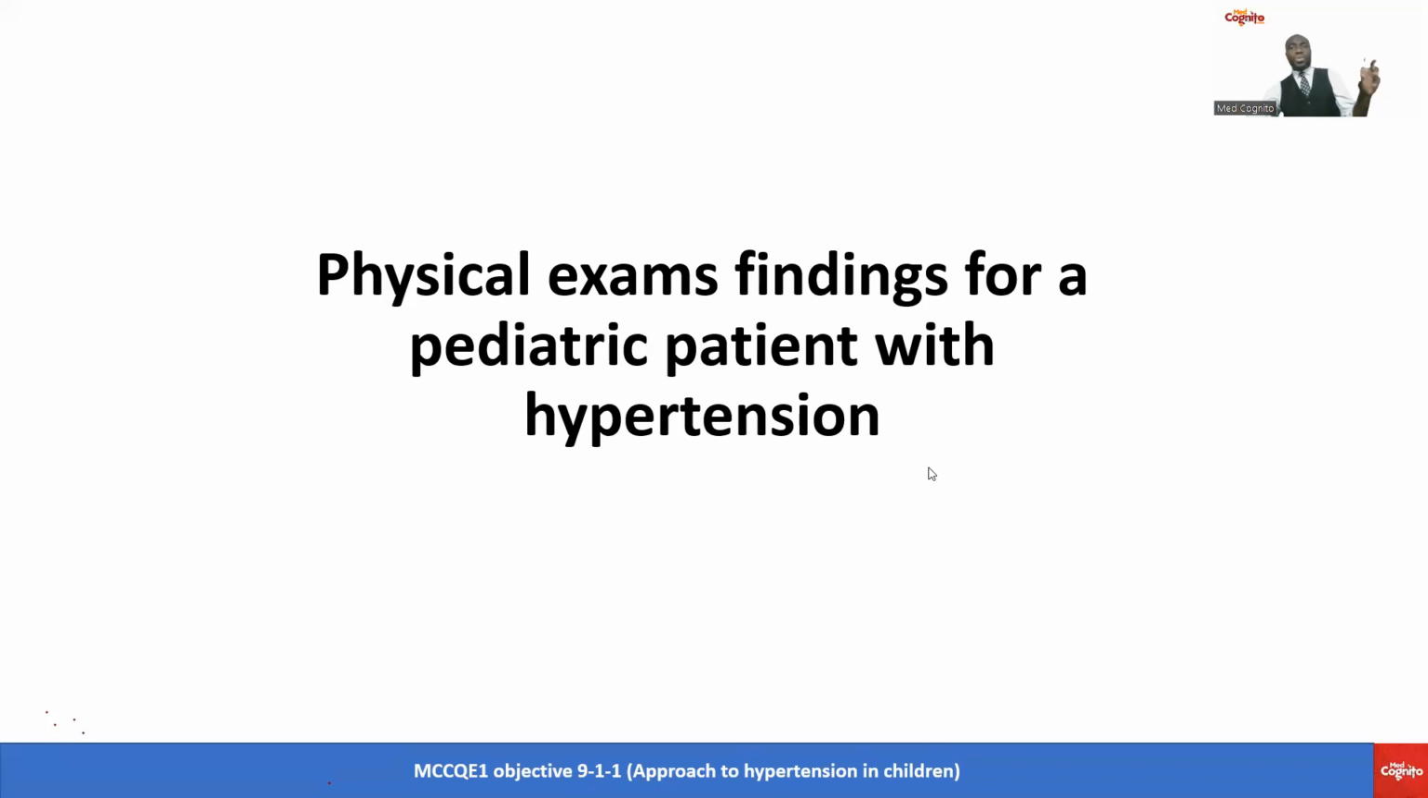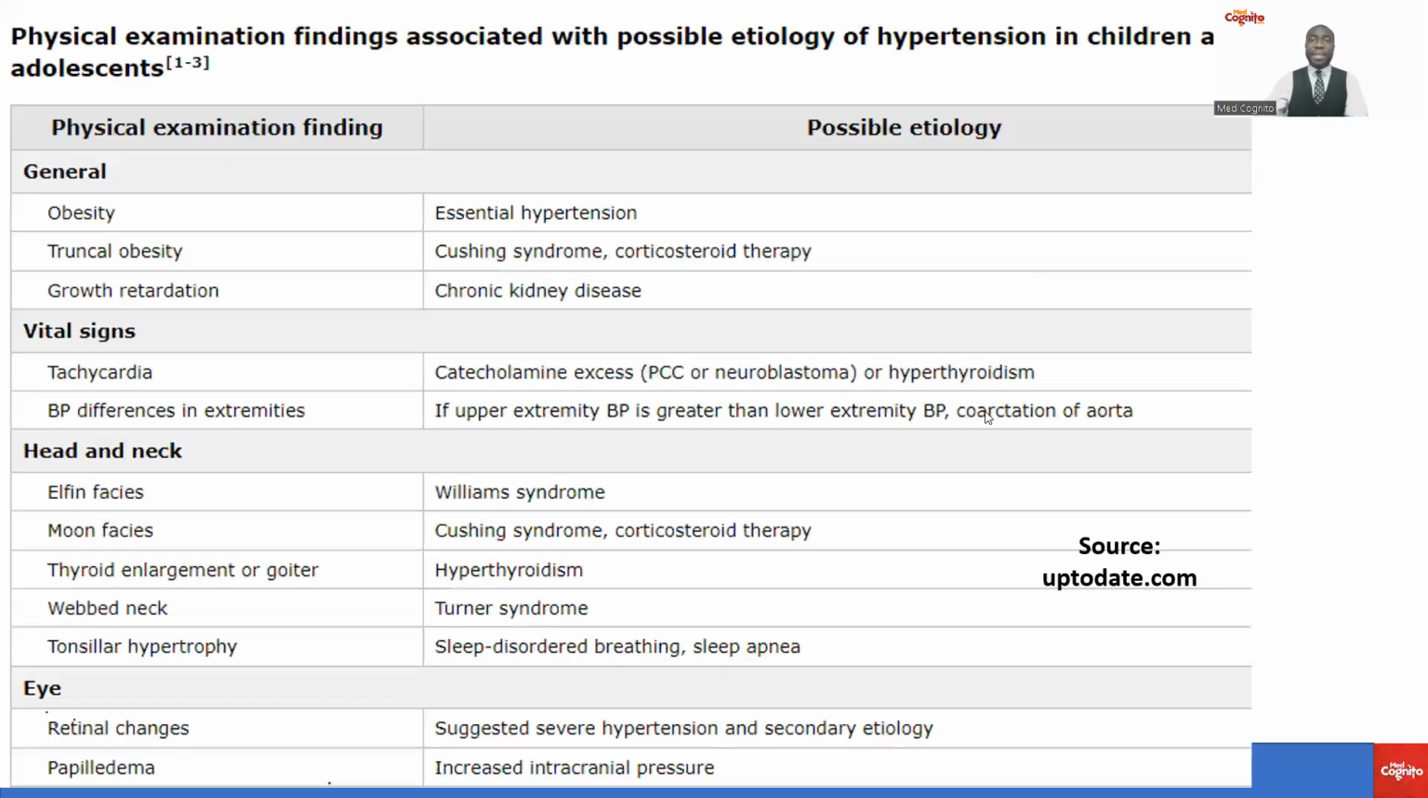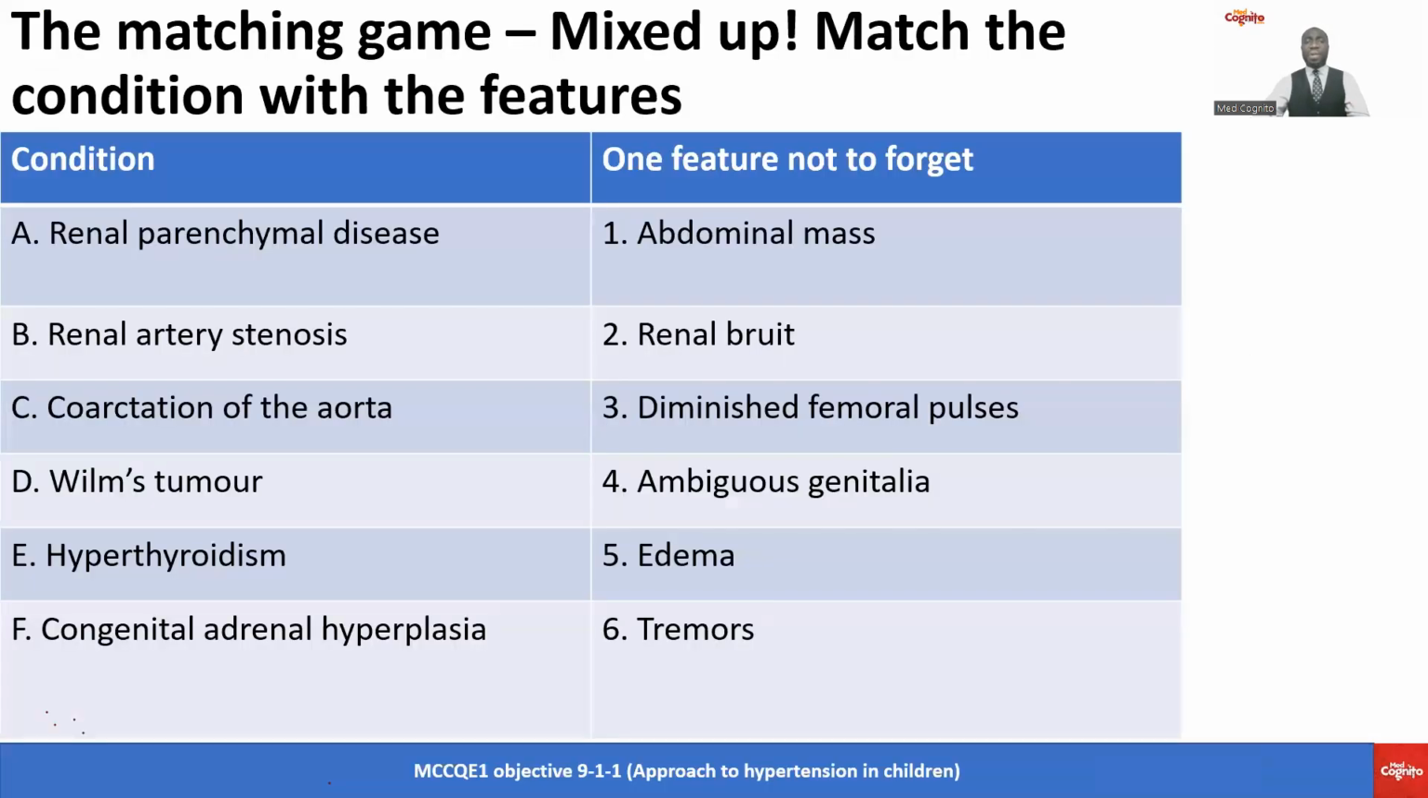Okay, so physical exam findings for a pediatric patient with hypertension. Now we finish the historical features. Physical exam findings, I'm going to skip this and come back to it later. I want us to play the matching game. I want you to link if A goes with 1 or A goes with 2. The conditions listed here as A, they don't go with these ones, so I want you to arrange them.